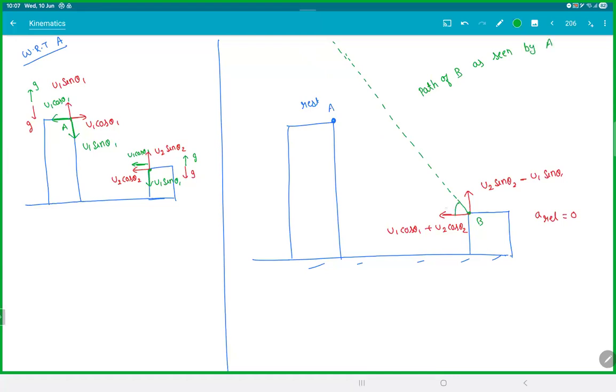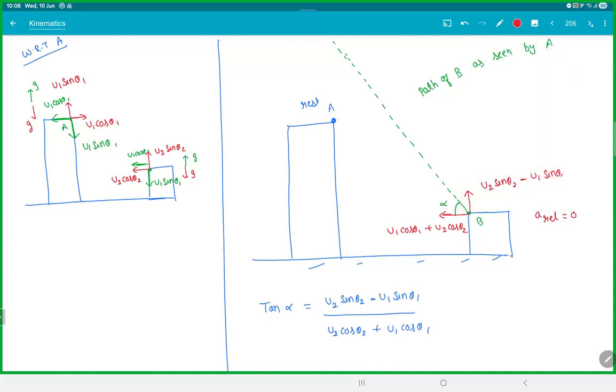Let this angle be alpha. How to get alpha? Tan alpha is Vy by Vx. So what is the vertical velocity? u2 sine theta 2 minus u1 sine theta 1, divided by u2 cos theta 2 plus u1 cos theta 1. Because I gave all variables, it looks big, but if numbers are given, alpha would be some angle. So this particle is going with an angle alpha in a straight line as seen by A.